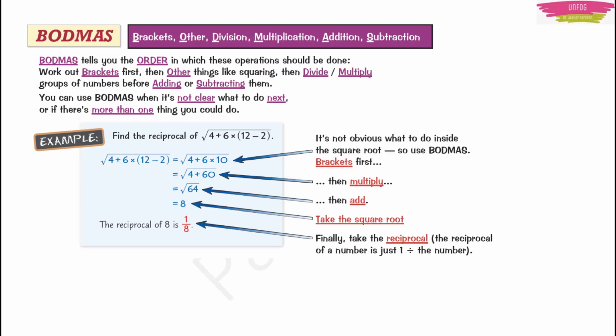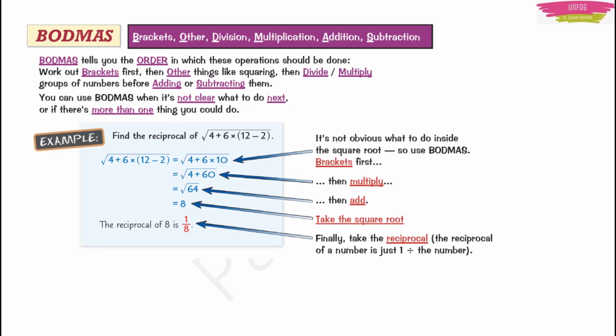Next, according to BODMAS, what do you have to do here? Division is not there. Other things are also not there. Third, fourth will be multiplication. Now you multiply. Multiplication is between 6 and 10. So 6 tens will become 60. That you write. Next is addition. 60 plus 4 is 64. Then no subtraction is there, right? If subtraction was there, we would have done subtraction here. Then the square root: just remove the square root and that will be your answer, 8. Now you have to find the reciprocal, right? So the reciprocal will be 1 upon 8.